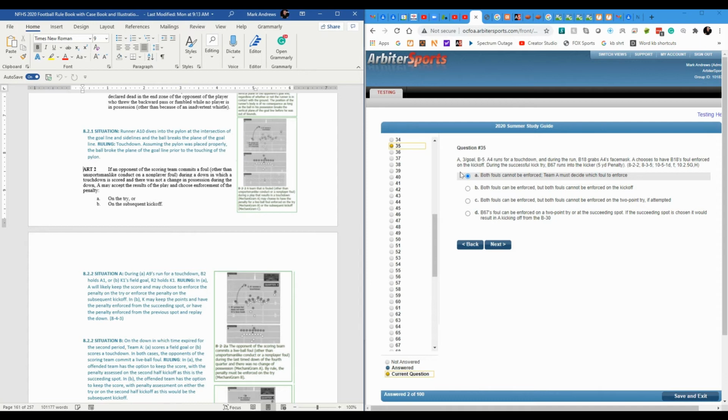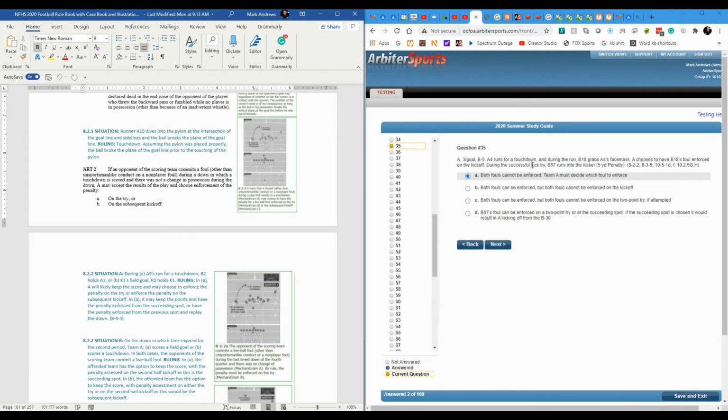They have the choice, according to Rule 8-2-2, if an opponent of a scoring team commits a foul, other than a unsportsmanlike or non-player foul, during a down in which a touchdown is scored and there was no change of possession during the down, A may accept the results of the play and choose the enforcement of the penalty on the try or on the subsequent kickoff, right? So A chooses to have it enforced on the subsequent kickoff. So now we're going to have a try.